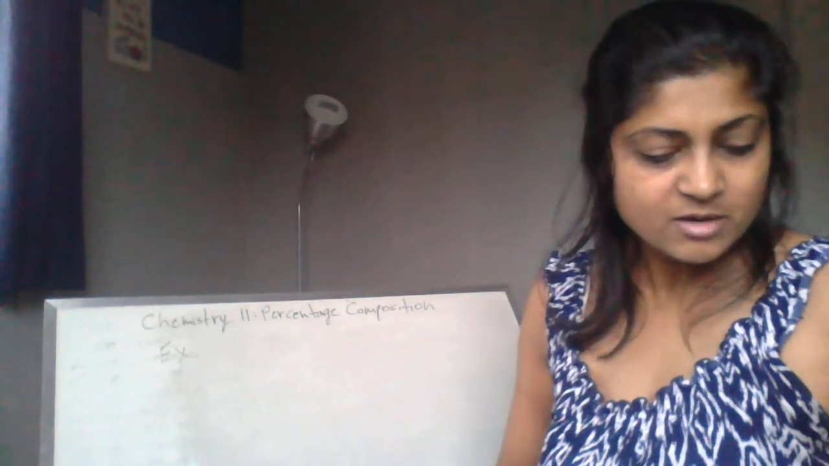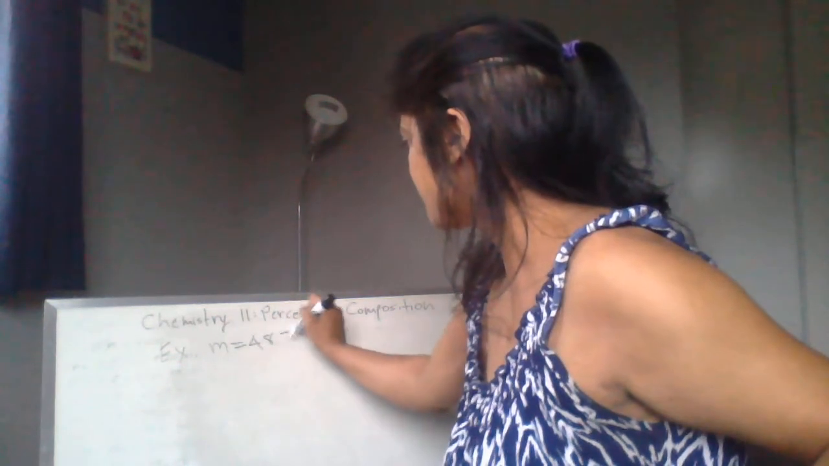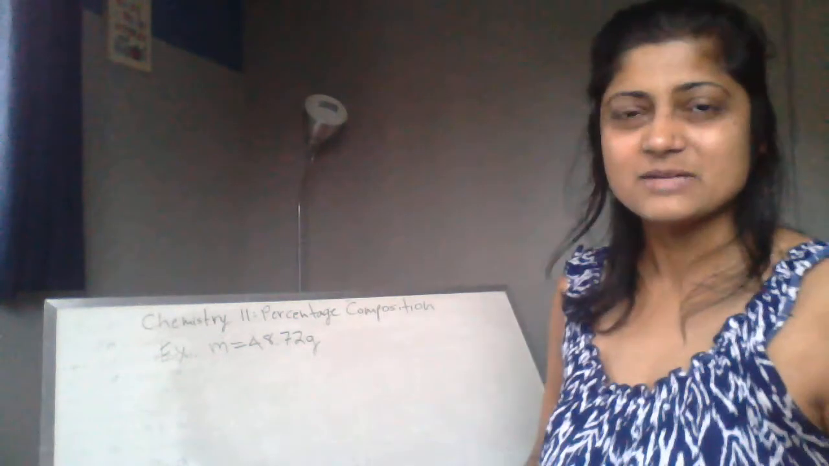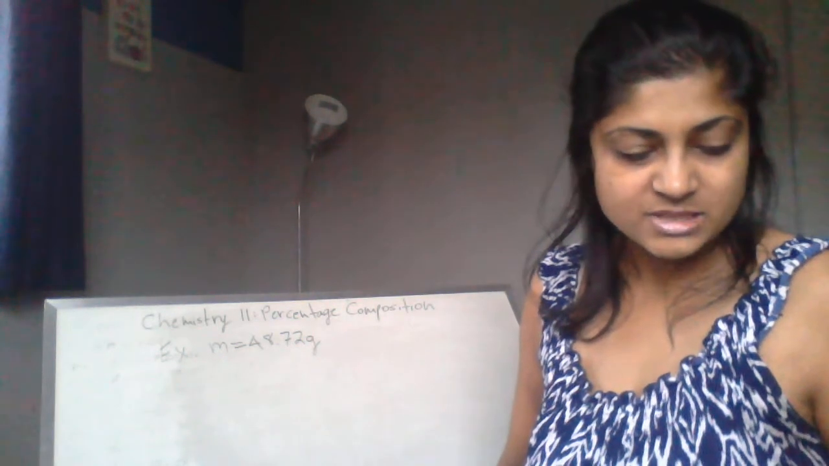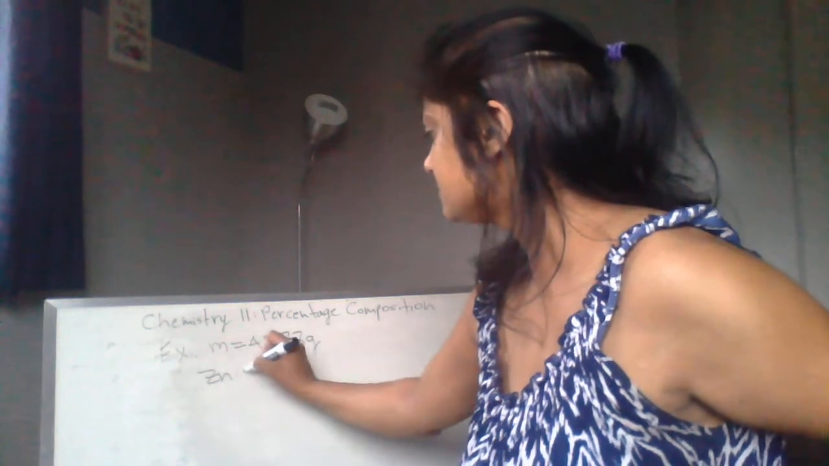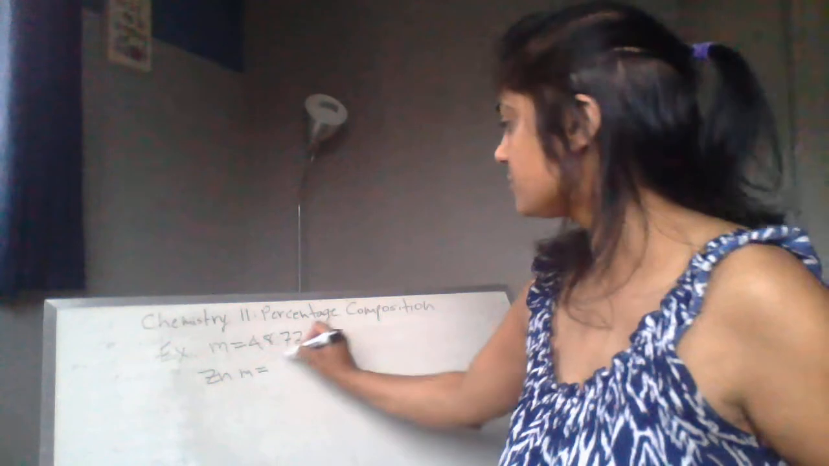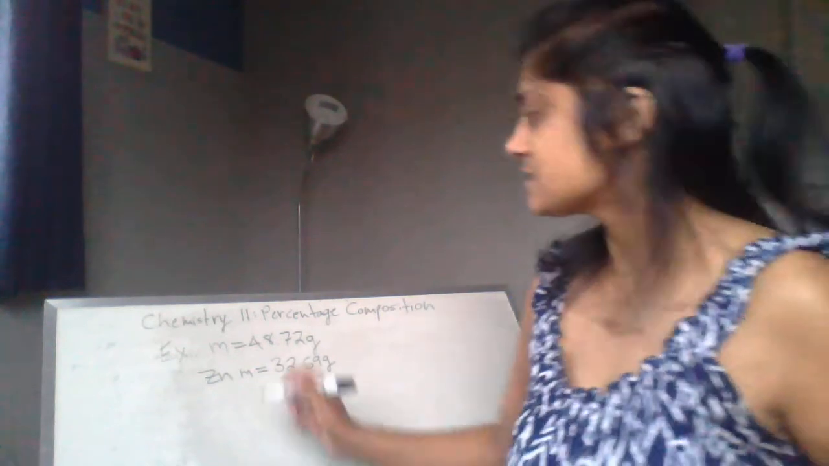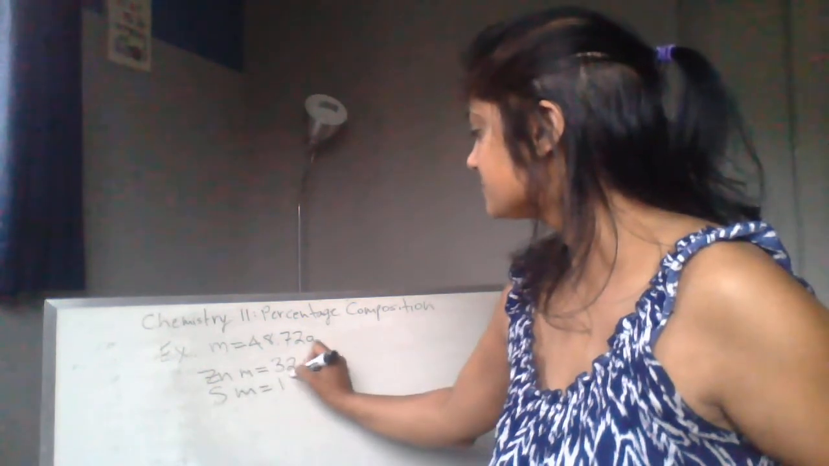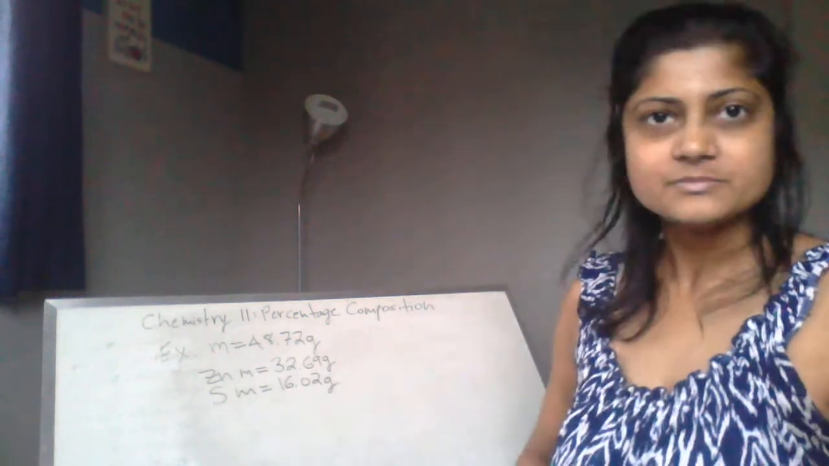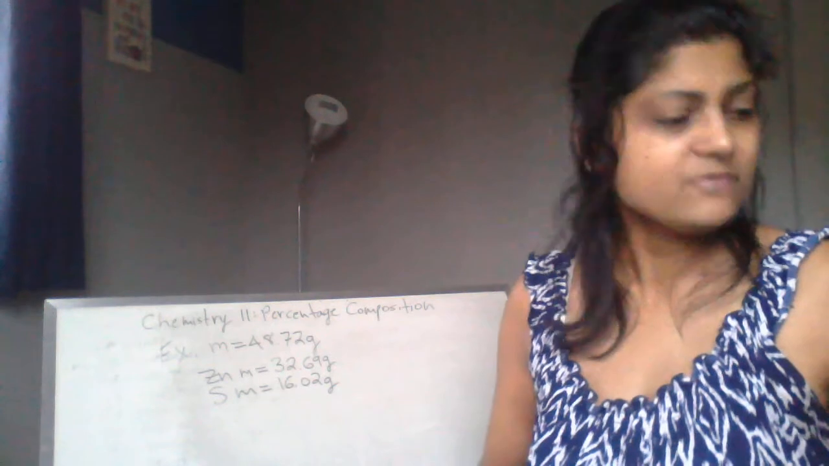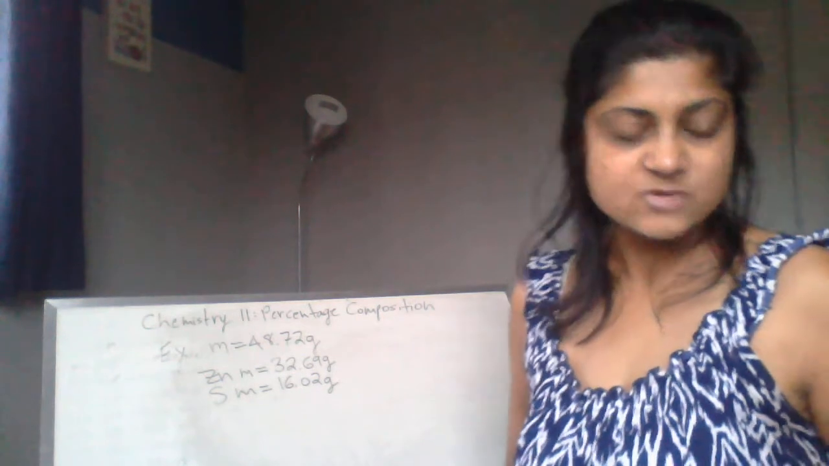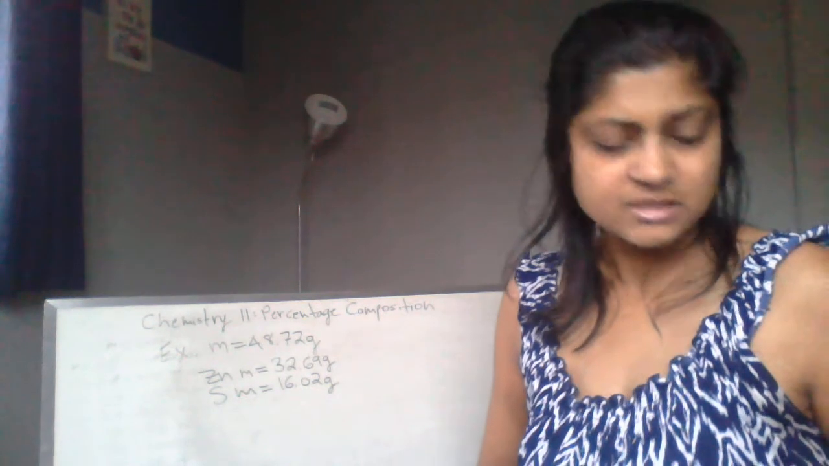Okay, so a compound with a mass of 48.72 grams. Okay, so I'm just going to put that down here, 48.72 grams, is found to contain 32.69 grams of zinc. Okay, so 32.69 grams, this is for zinc, and it contains 16.02 grams of sulfur. And this is basically the exact mass for each of the compounds that's given. Make sure you have your calculator handy. And let's get started. It says, what is the percentage composition of the compound?